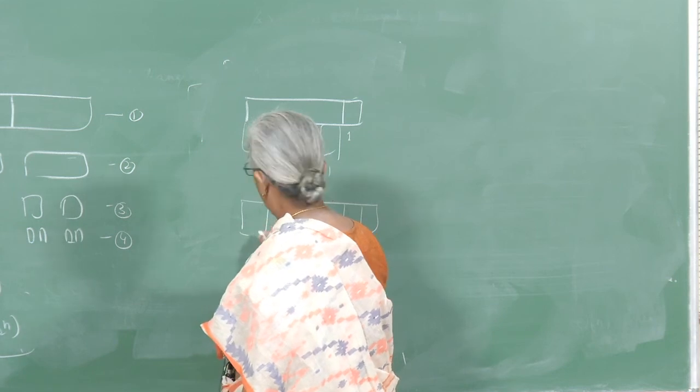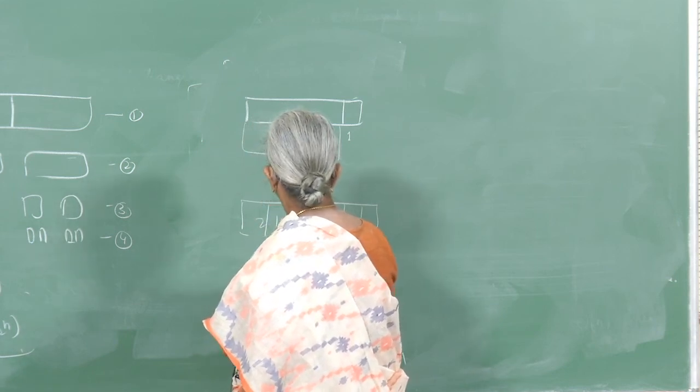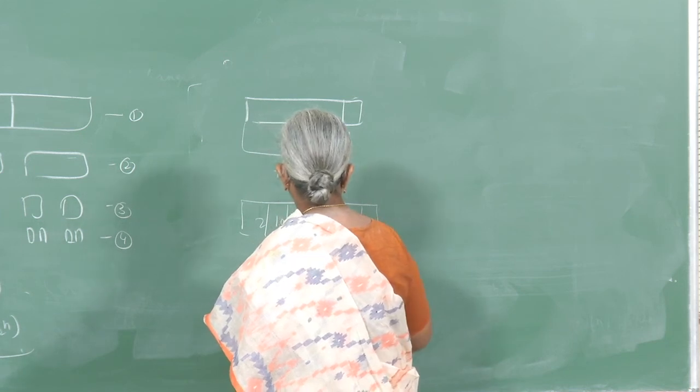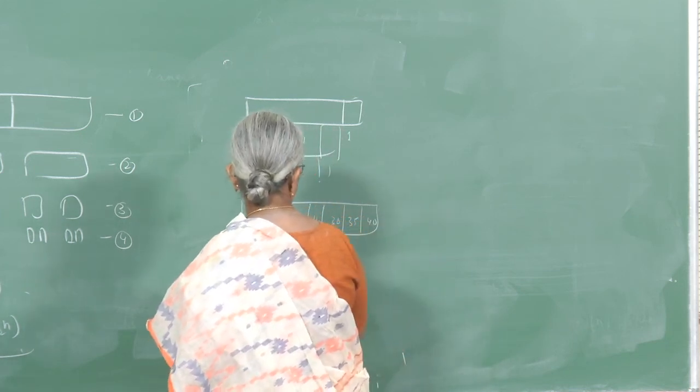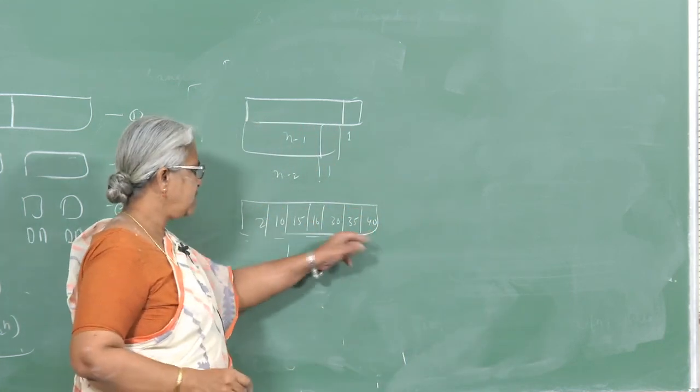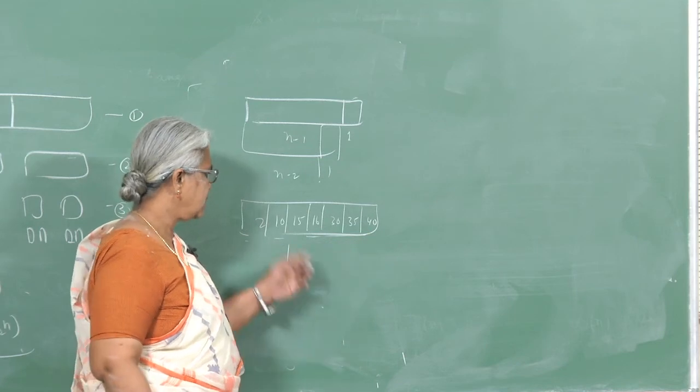Let us say even if it is sorted 2, 10, 15, 16, 30, 35 and 40, and I am looking for the element 40, then you have to check with every one of these elements whether the key 40 is there or not.